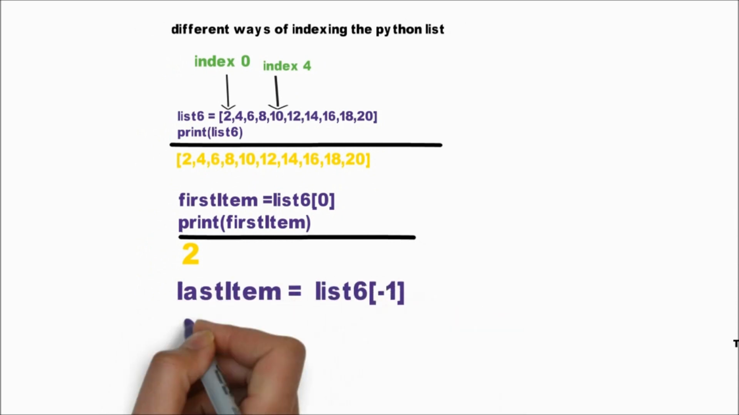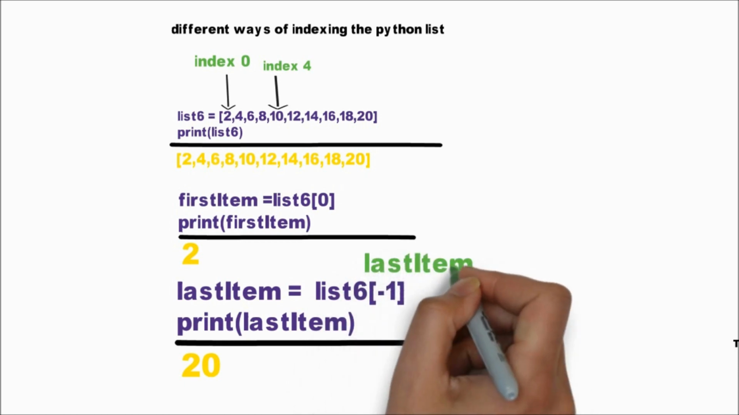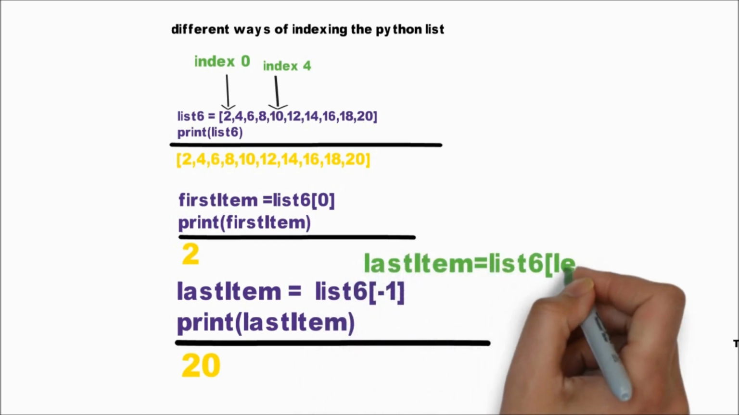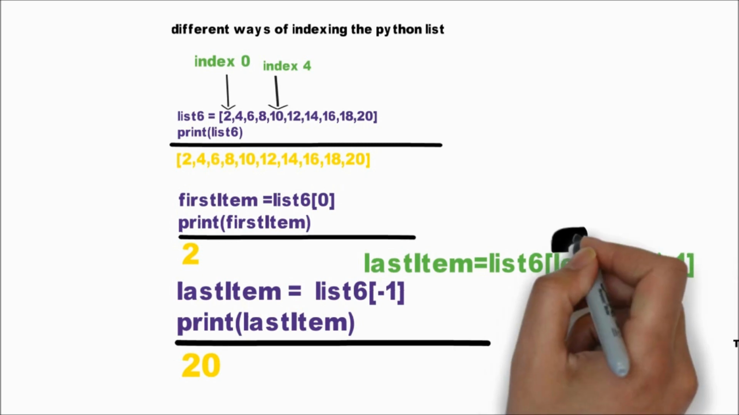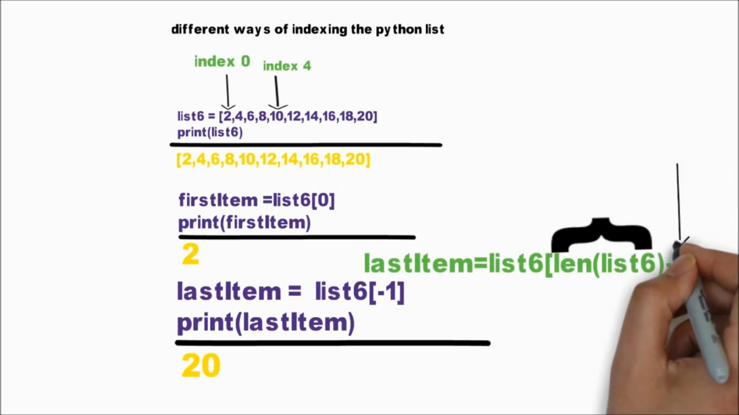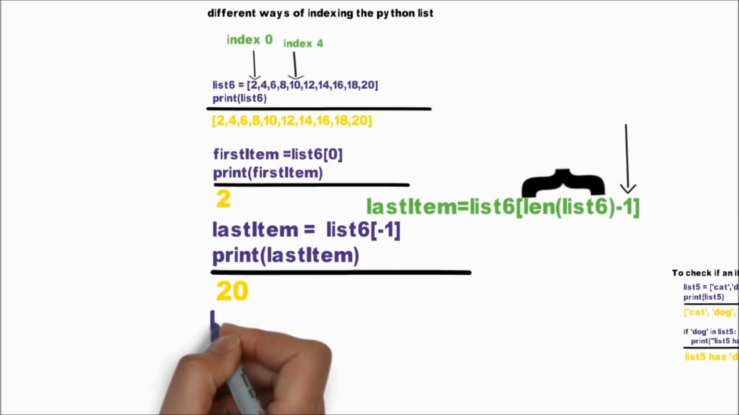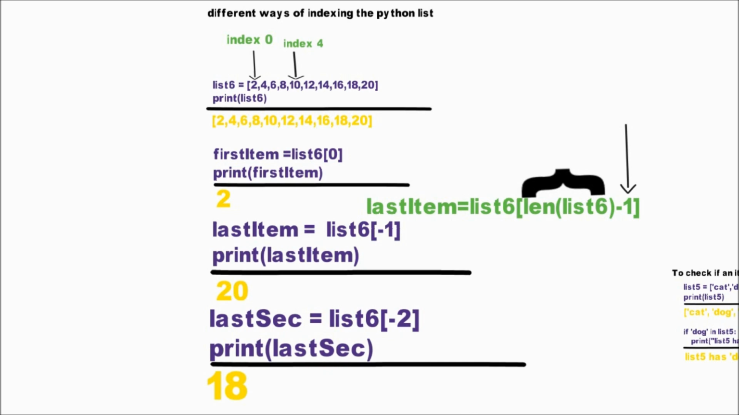To get the last item, you can pass -1 as the index. So 20 is the last item. We can also get the last item with this code: last item equal to list6 of len of list6 - 1. So basically len, or length, of list6 gives the length of our list. Since indexing starts from 0, to get the last item we need to subtract 1 from the length of our list. To get the second last item, we can write list6 of -2.